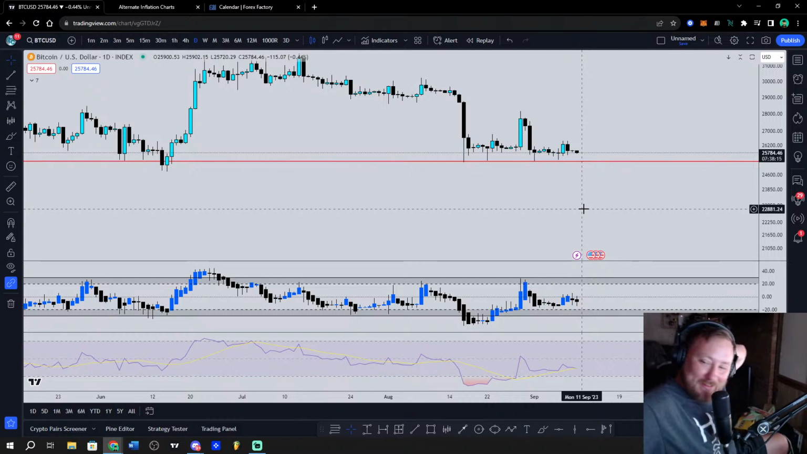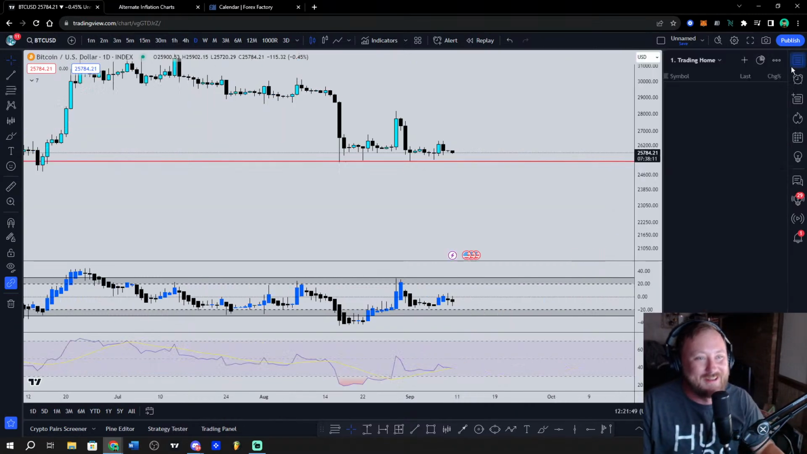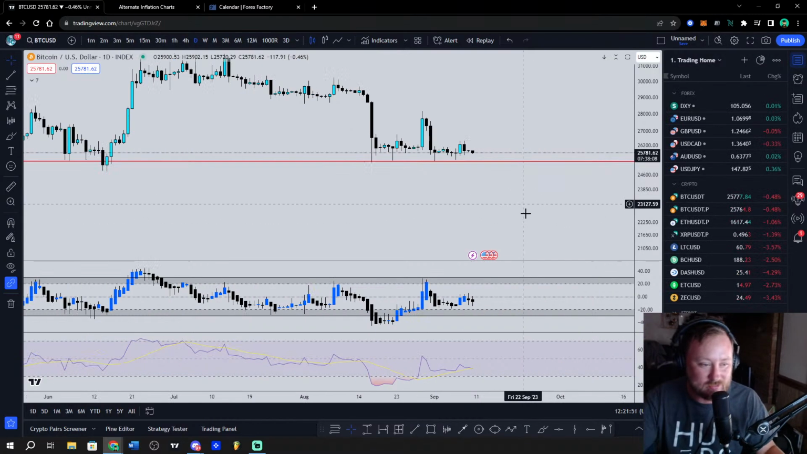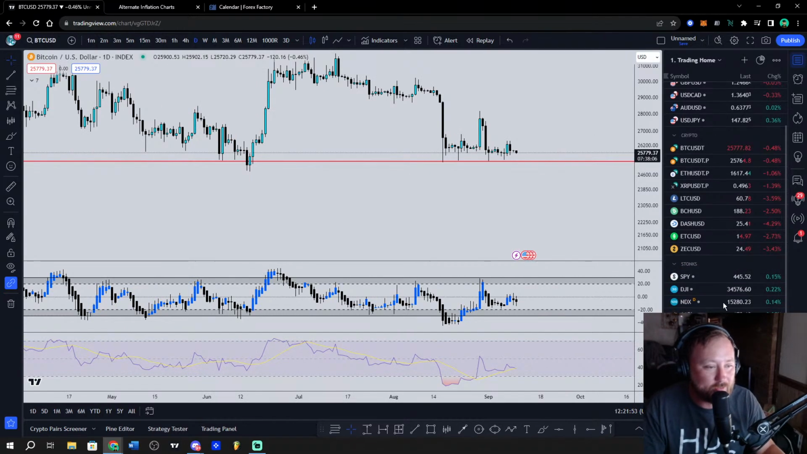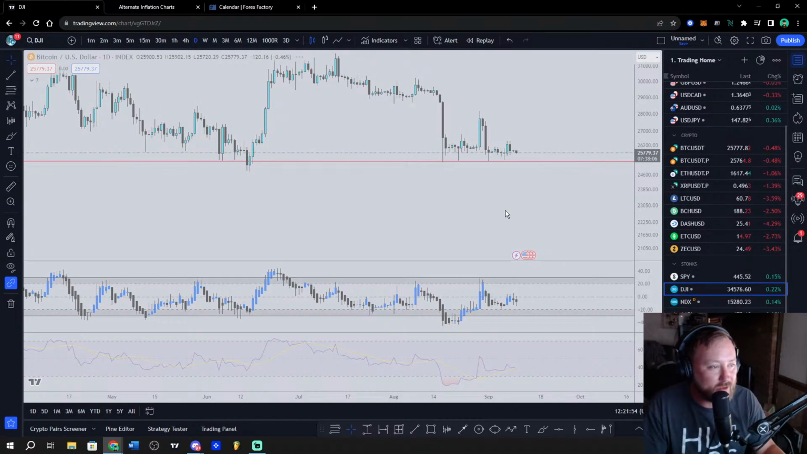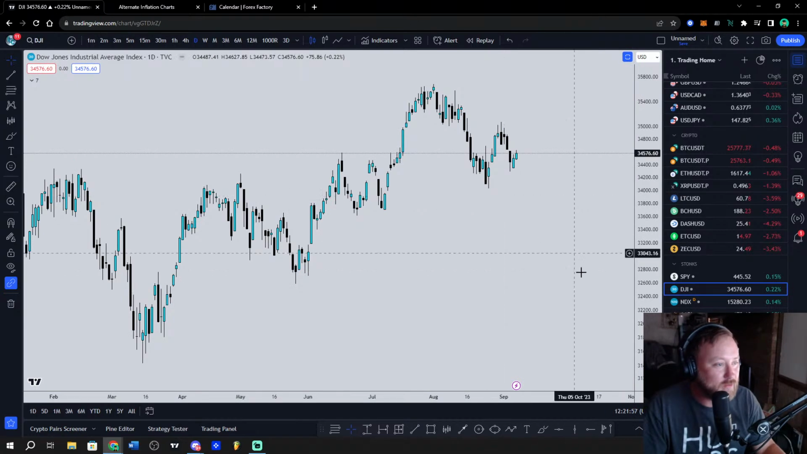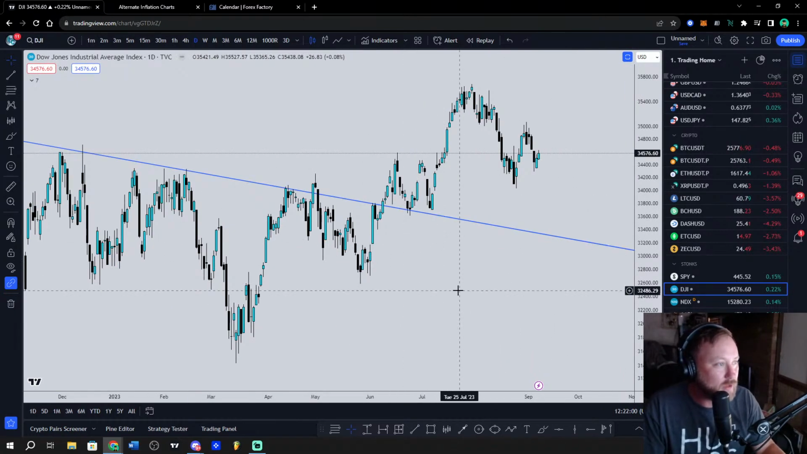Exactly. So be bullish, everybody. Not financial advice. Let's go ahead and take a quick look at the Dow. What's our Dow looking like? Looking kind of weak.